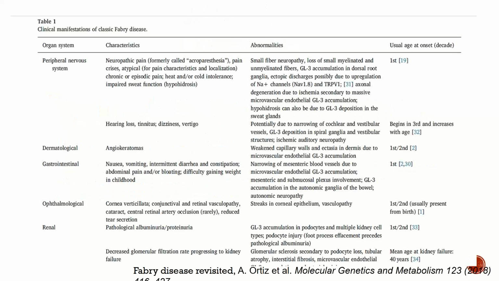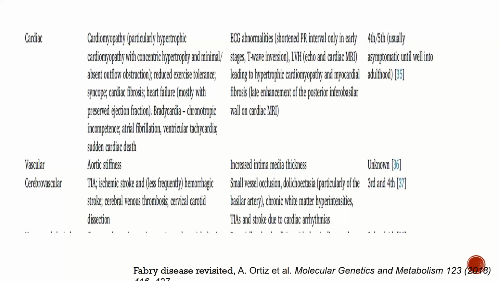I will not go through classic Fabry disease because it's mostly seen in pediatric patients, who present with neuropathic pain, pain crises, and some dermatological and even gastrointestinal manifestations. Renal involvement can present with proteinuria and progression to CKD. The late presentation of Fabry disease usually involves either the heart, the neural system, or the renal system.